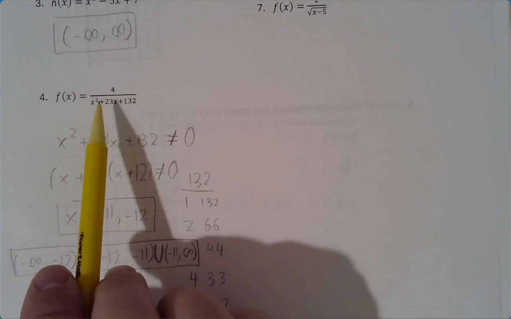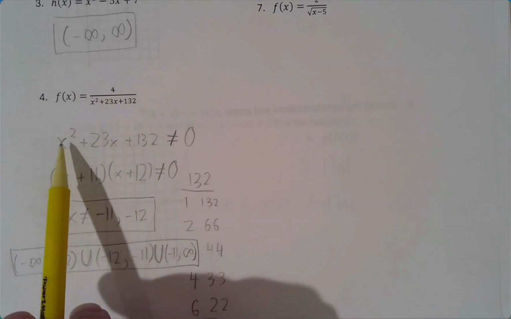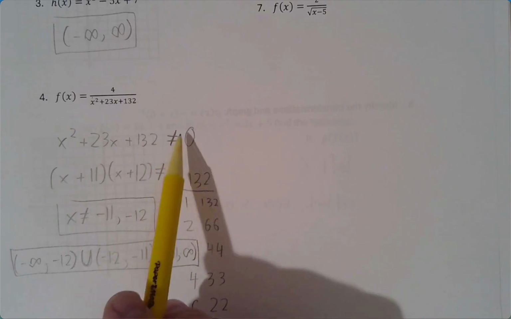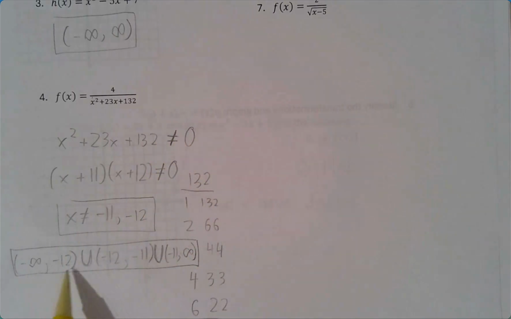All right. So we again realize that zeros on the bottom is an issue. So where could that algebra on the bottom be zero? And what those values end up being are excluded from my domain because they would cause zero in my denominator.